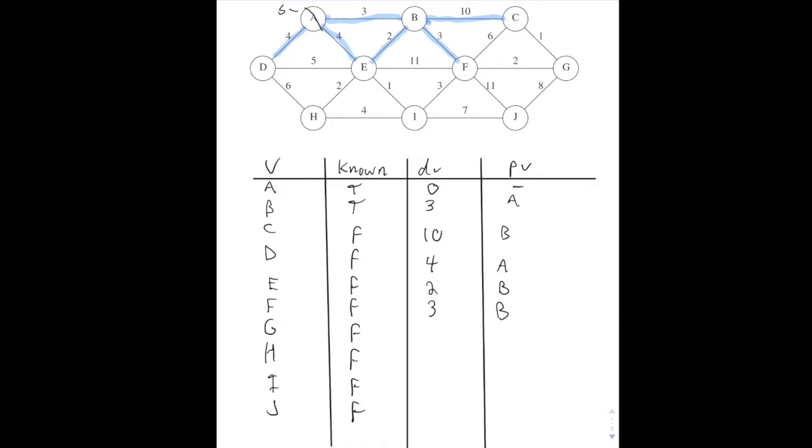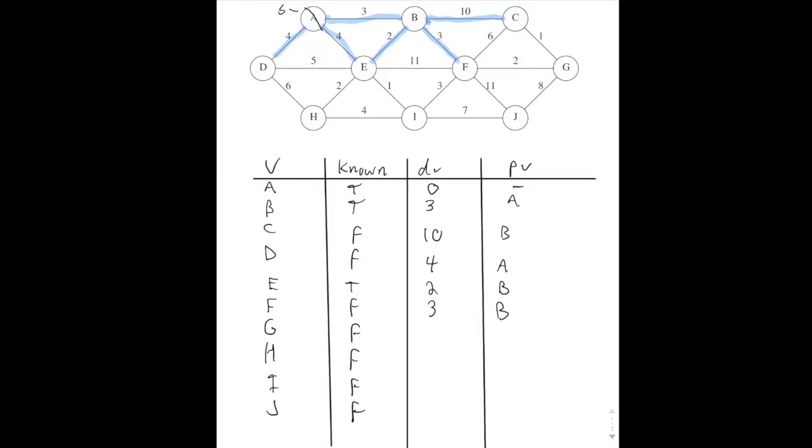All right, so now once more we're going to look at our distance column, and we're going to pick the smallest value of a still unvisited vertex. And right now that would be E with the value of 2. So we're going to visit E. We're going to change its Boolean known to true.